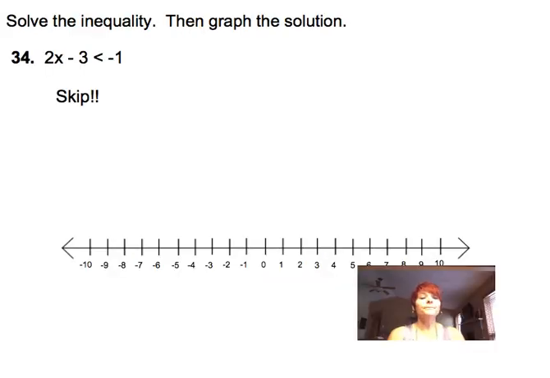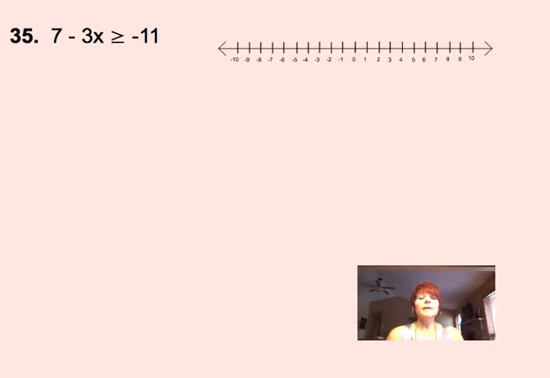Number 34, solve the inequality, then graph the solution. We're going to skip number 34 because a lot of these are going to be the same type of steps. Remember when we talked about comparing inequalities and equations? The steps are still the same.